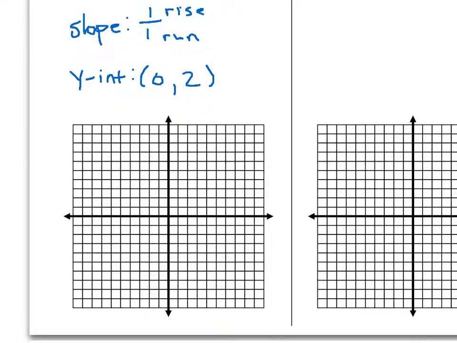I want 0, 2, so that's over 0 and up 2. And my slope tells me rise 1, run 1. Rise 1, run 1. And then find a trusty straight edge. I'm going to zoom in a little bit to make sure I get a nice straight line.